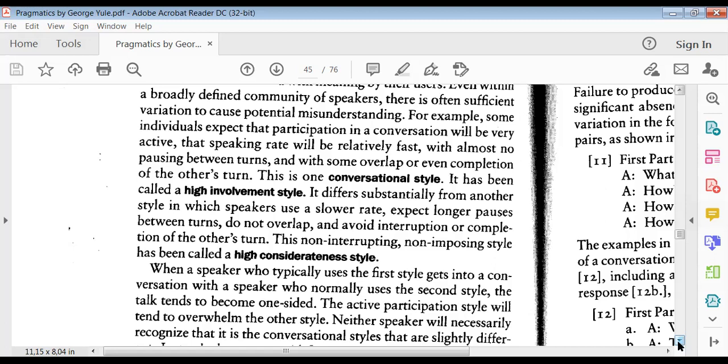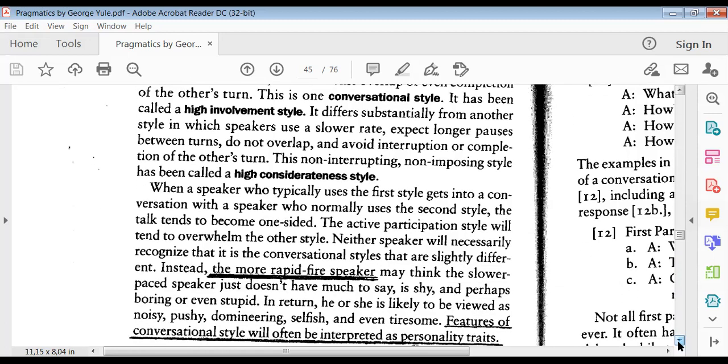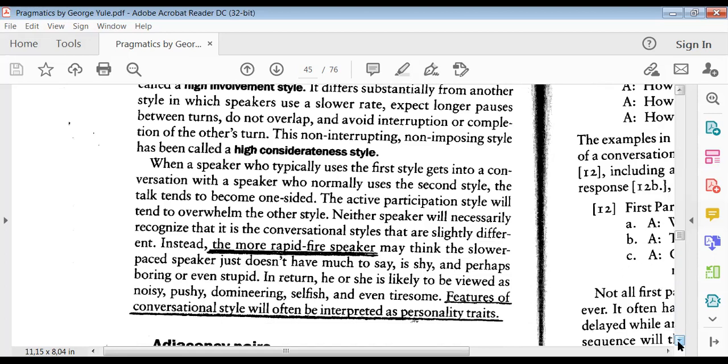Yes. There is another style in which speakers use a lower rate and expect longer pauses between turns, and they do not overlap. That is, they do not interrupt each other, and they avoid interruption or completion of the other's turn. This non-interrupting or non-imposing style has been called a high considerateness style. That is, it is a style that is full of respect to the other person. It seems to be formal style or a very polite way of interaction. So in short, we have different styles depending on the social group or the speech community that we are talking about.